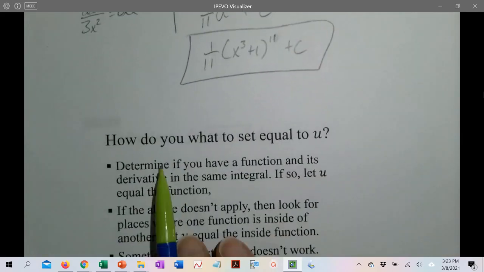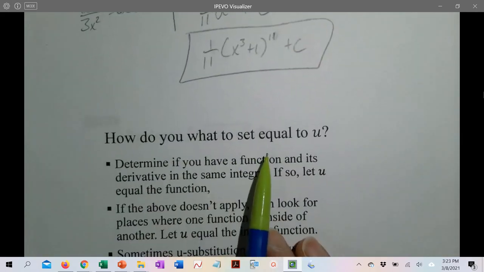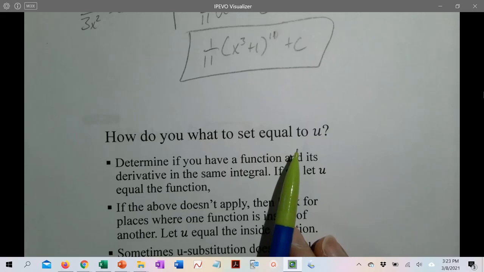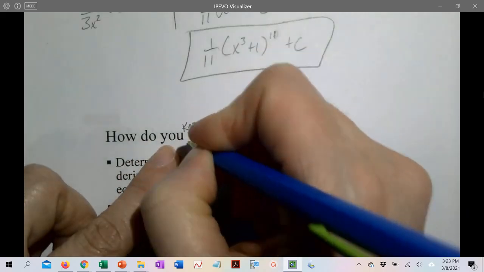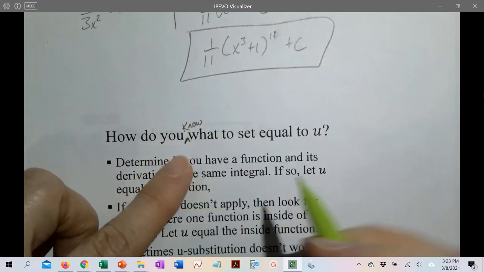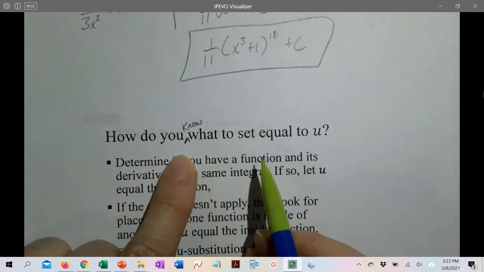Other than that, how do you know what to set u equal to? I'm supposed to say, how do you know? I think I've had this PowerPoint for years and never noticed that mistake. How do you know what to set equal to u?